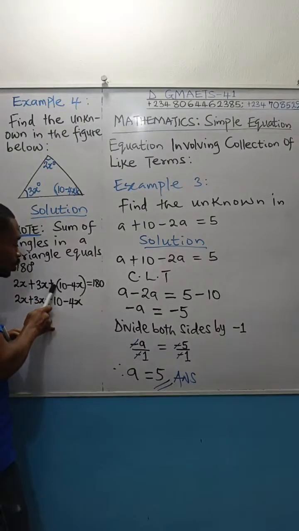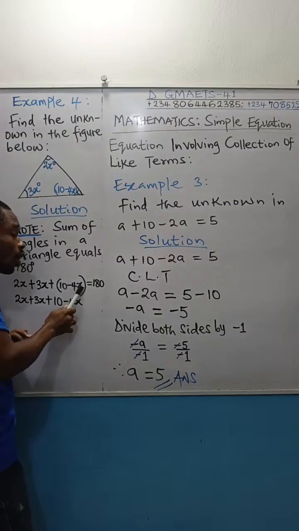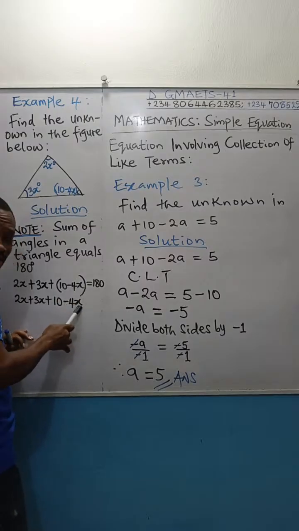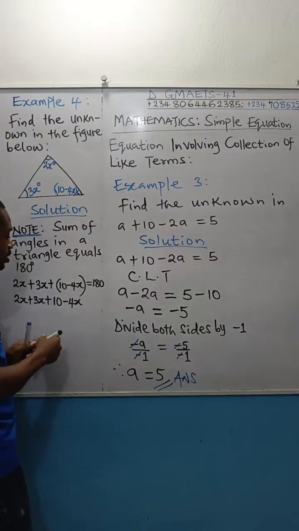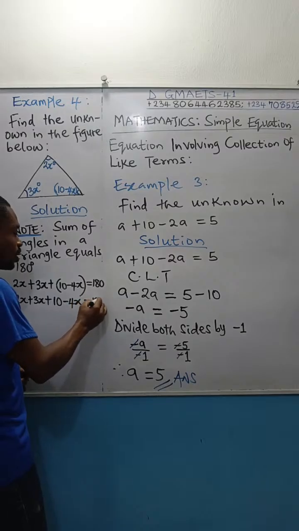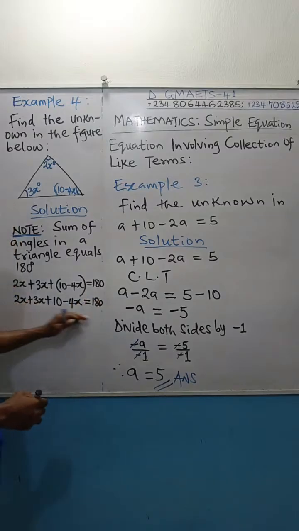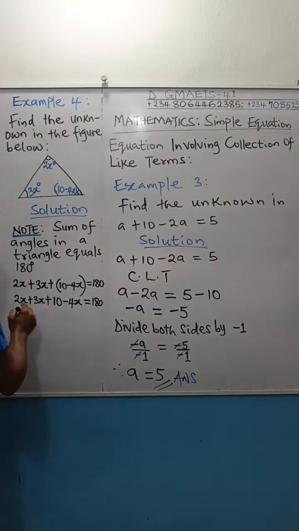Then plus 1 times minus 4x. Simply 1 times 4x will give you that 4x. But you know that the 4x has minus. So you are bringing down minus 4x. And that is equal to 180. From here, you collect like terms, CLT.